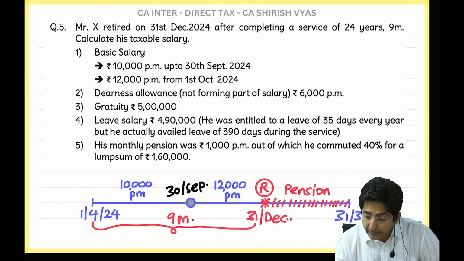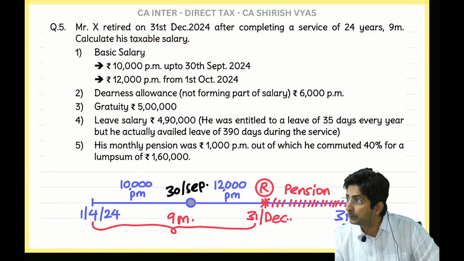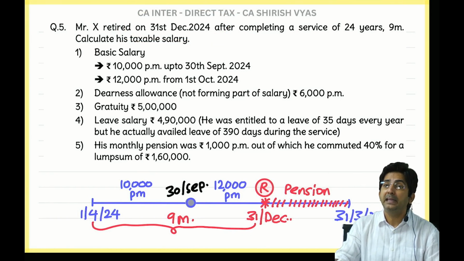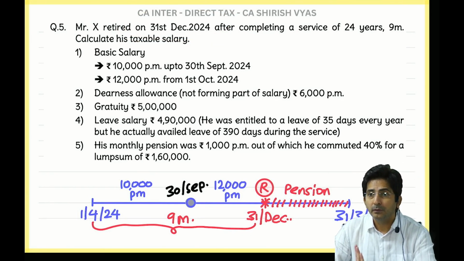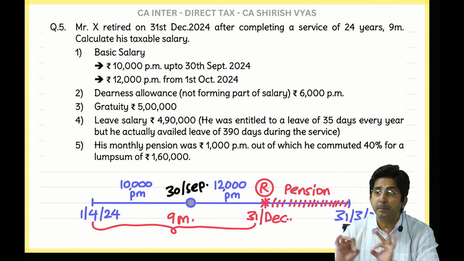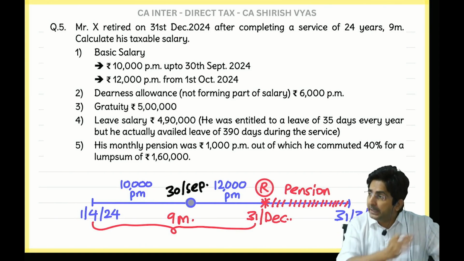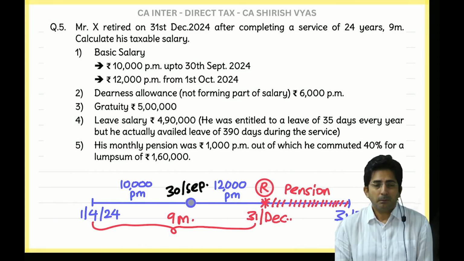And here he is retiring on the last day. So it is making one full December month. You will count that in leave salary. But in gratuity what we do? Whether it is 1st of December or 31st of December, ignore December and take the preceding 10 months. So now what doubt will you have? Sir, but why?